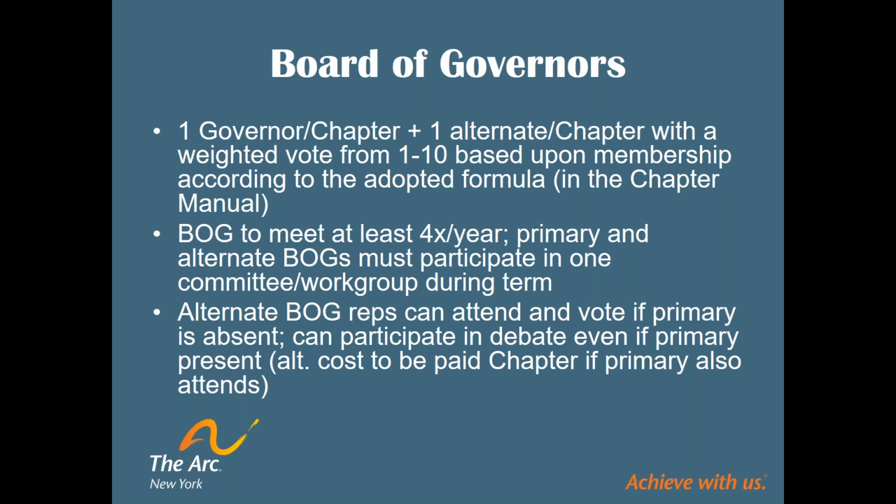Each member has a weighted vote between 1 and 10. That's based on your chapter's membership count. Typically that is recalibrated every August or September. If your membership goes up or goes down or stays the same, we recalculate what that means for the weighted vote of that particular board member.